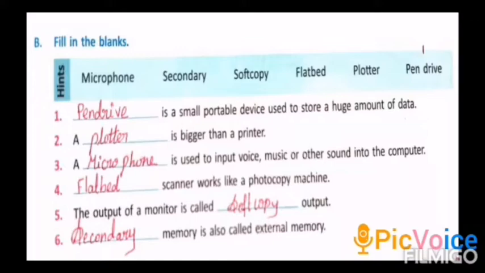Fifth one, the output of a monitor is called dash output. Answer is soft copy. Sixth one, this memory is also called external memory. Answer is secondary.